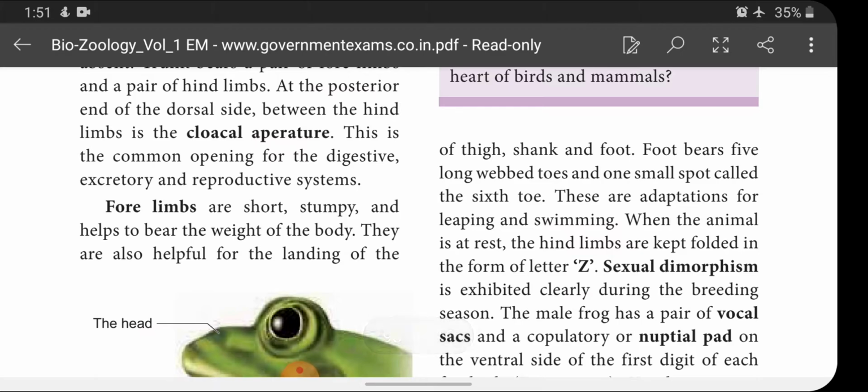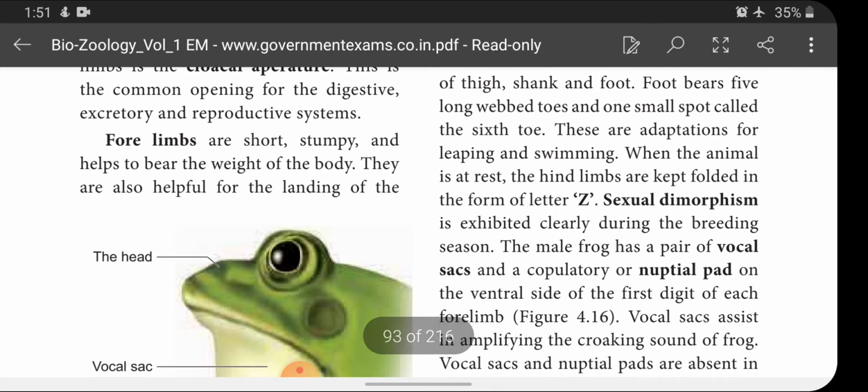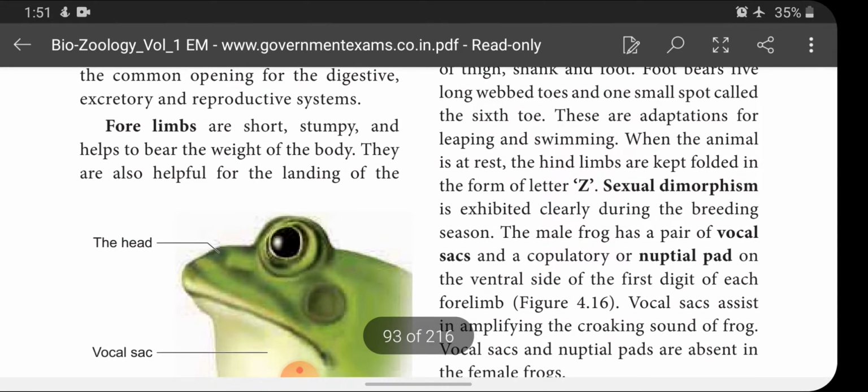Okay. Write about the limbs of the frog. You will get it as a 3-mark question. So, you have to write about the forelimb structure and function, and hind limb structure and function. These are adaptations for leaping and swimming. When the animal is at rest, the hind limbs are kept folded in the form of letter Z.